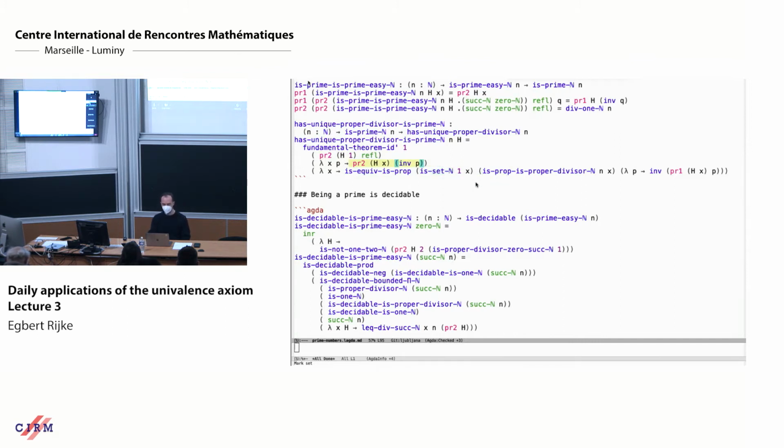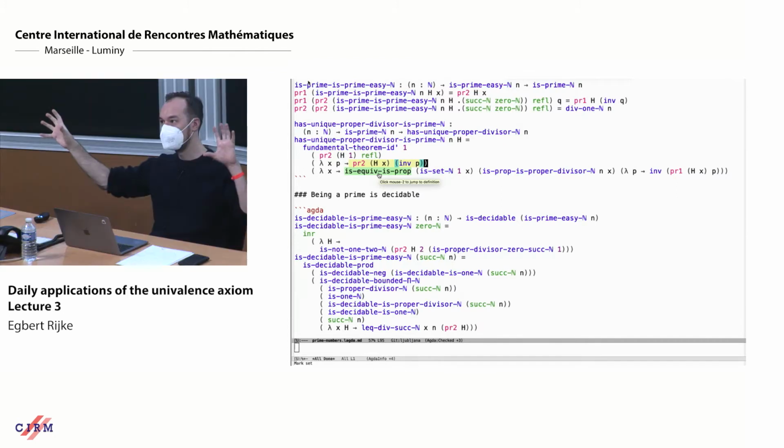And then we needed to show that being 1 is equivalent to being a proper divisor. But both are propositions, so it suffices to have maps back and forth. But that's exactly from the assumption that it's a prime. So.